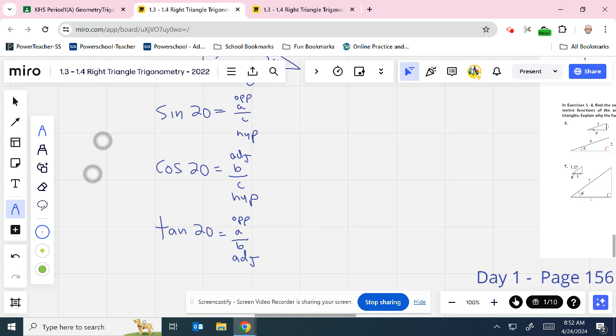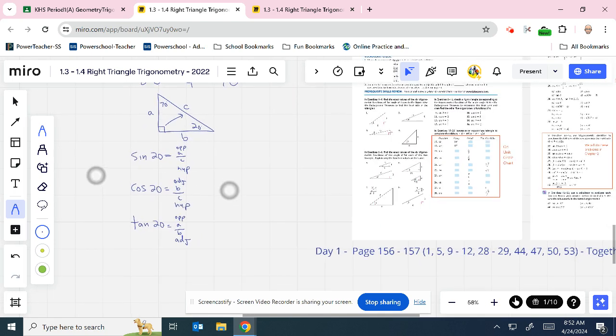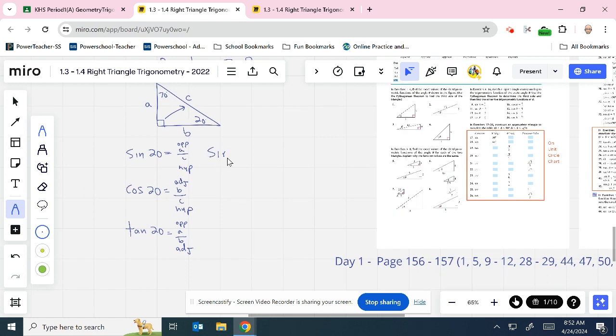But remember, we have 2 acute angles in this triangle. So I could actually look at the 70-degree angle as well. And I could find the sine of 70 degrees. The sine of 70 would be the opposite of 70, which is our B, over the hypotenuse, which is our C. B over C. Did you see that fraction somewhere else? Cosine 20, exactly right. Those 2 are equal values.